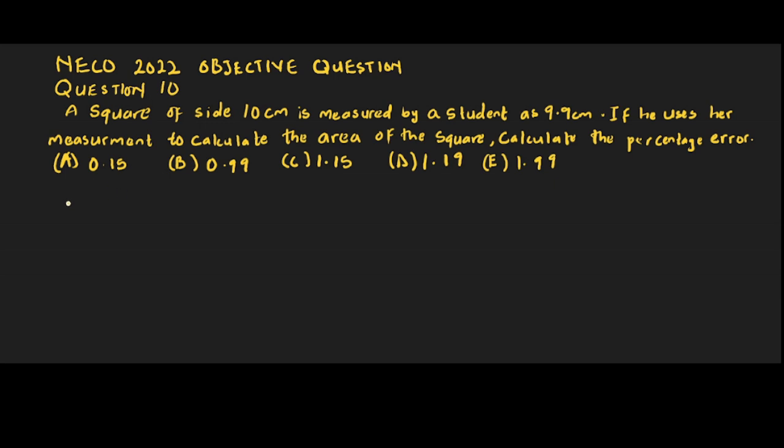A square of side 10 centimeter, that means the original area. Now, in this case, they want us to calculate the percentage error in the area. So, we need the area. The original area is going to be 10 times 10, and that's going to give us 100 centimeter square. Why is it going to be 10 times 10? Because we're told it's a square, and the formula for calculating the area of the square is L square. So that's why we're having 100 centimeter square as the original area.